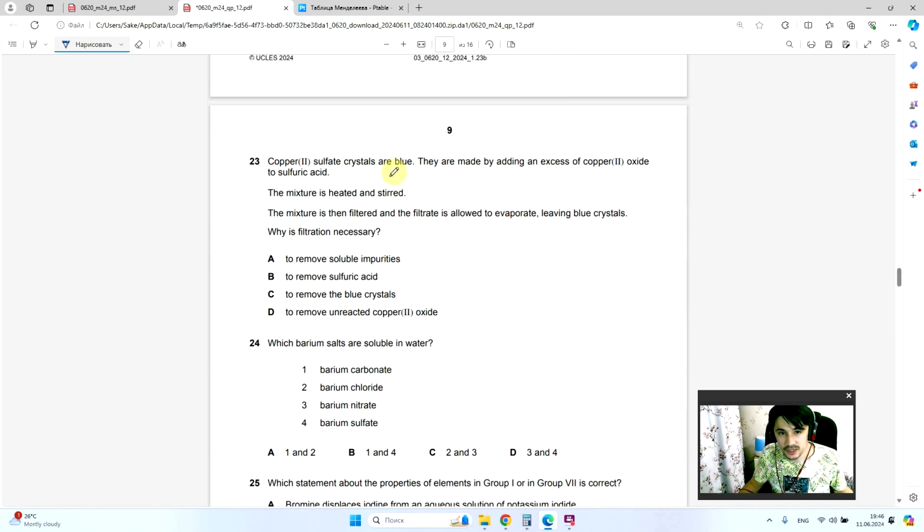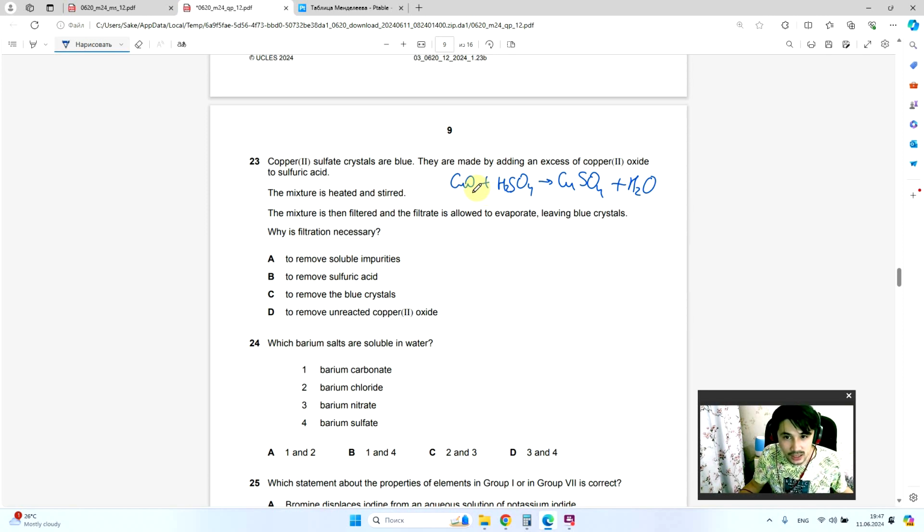Next, copper sulfate crystals are blue. They're made by adding excess of copper oxide to sulfuric acid. Mixture is heated and stirred. The mixture is then filtered, and filtrate is allowed to evaporate, leaving blue crystals. Why is filtration necessary? Alright, this topic is related to salts preparation. So you can memorize reactions taking place, copper oxide plus sulfuric acid. So this is kind of neutralization reaction, gives us copper sulfate and water. And don't forget to assign aggregate states because they're important, and this may give you hints.